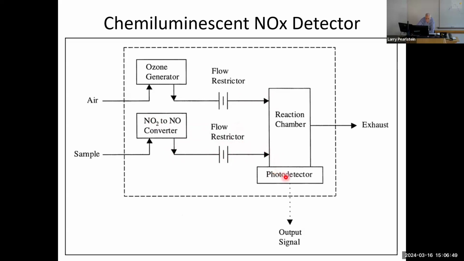And down at the bottom here, we see a photodetector, which is generally a photomultiplier tube, still the most sensitive light detector you can get. If you chill it down to dry ice temperatures to eliminate thermal agitation, it will count individual photons. Really will.